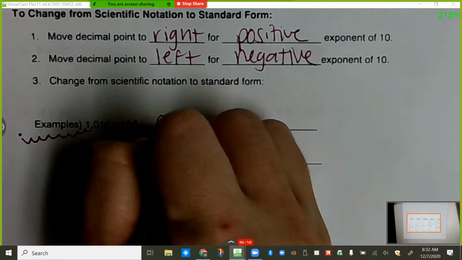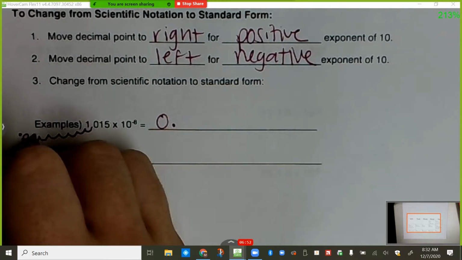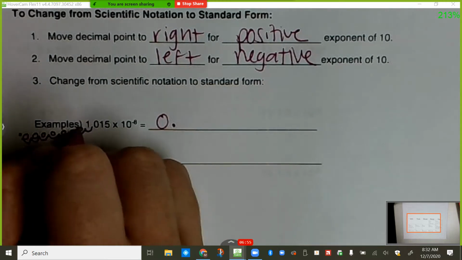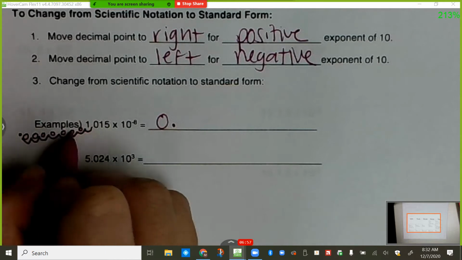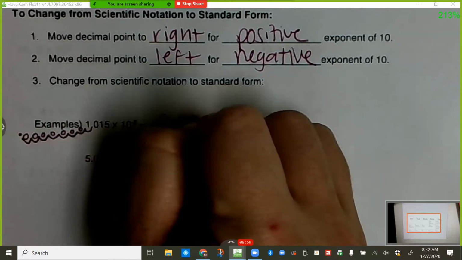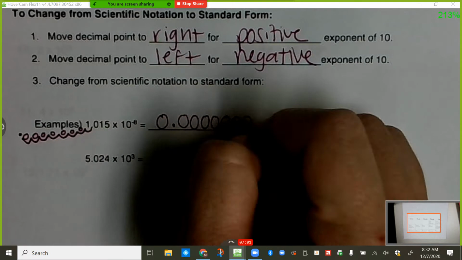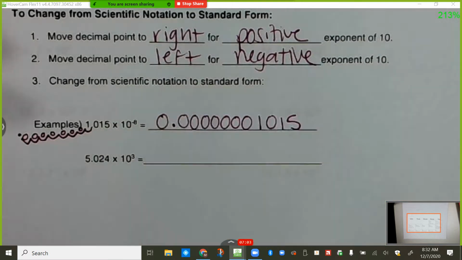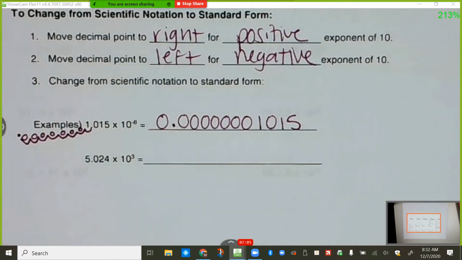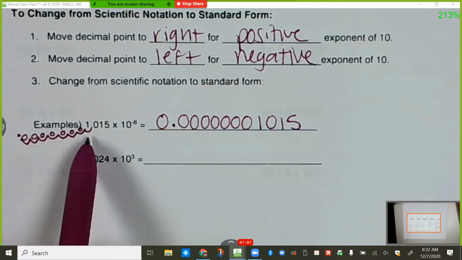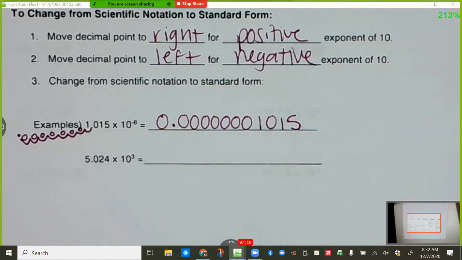So I get 0.00000000, which is 1, 2, 3, 4, 5, 6, 7 zeros. That's what that becomes. All the empty spaces get a 0. Any questions with that?